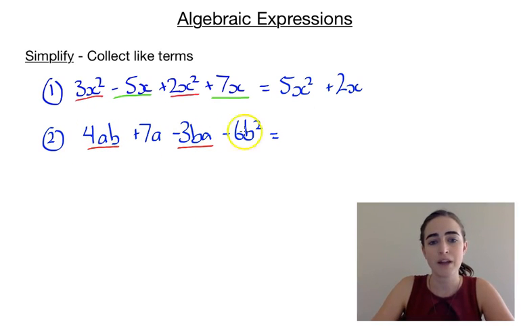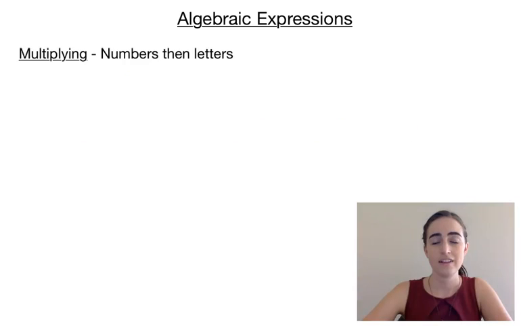So our 4ab minus 3ba, we can write that just as ab. Then nothing else is like terms, so the rest all stays the same. So we'll have plus 7a minus 6b squared. Have a look at next at multiplying algebraic expressions.